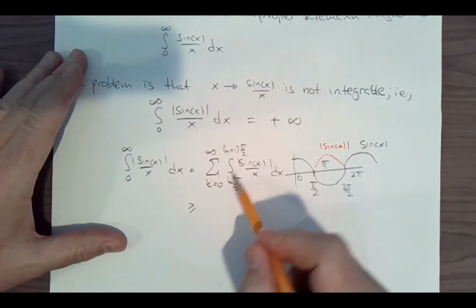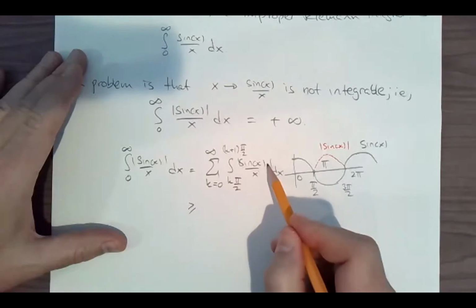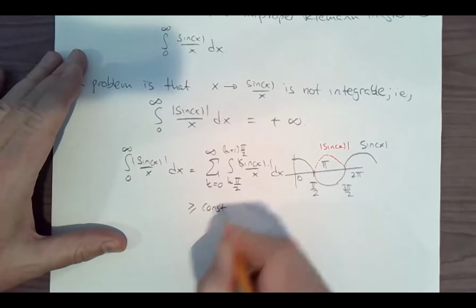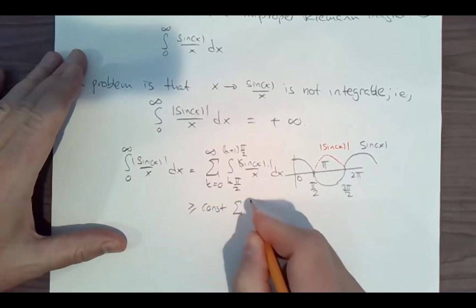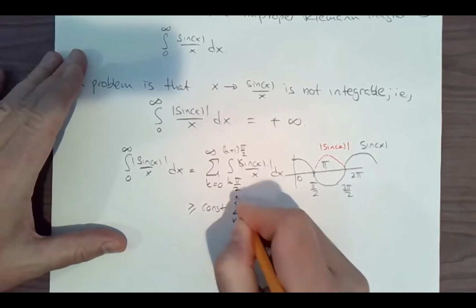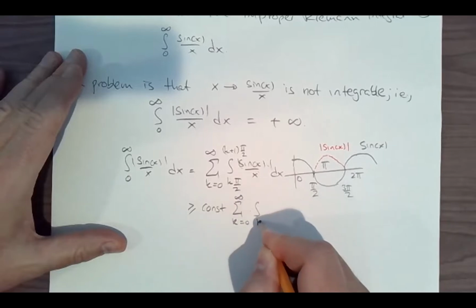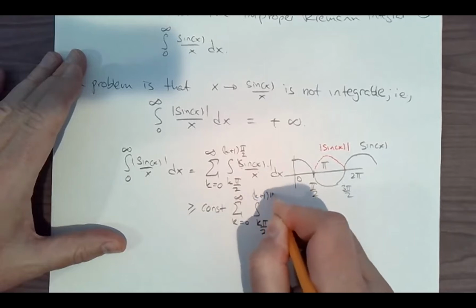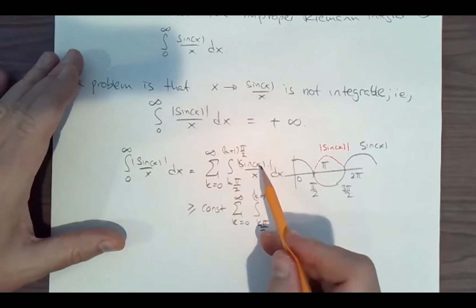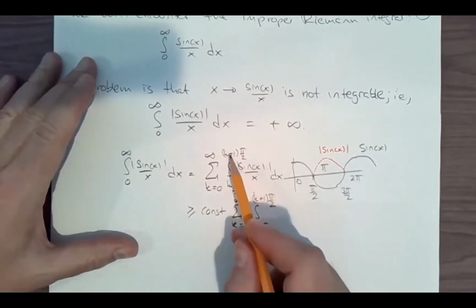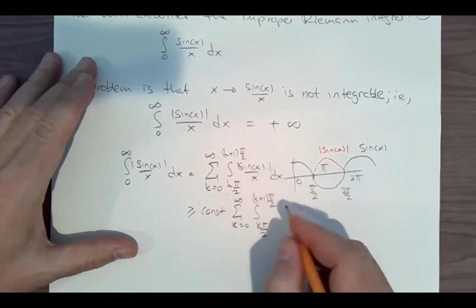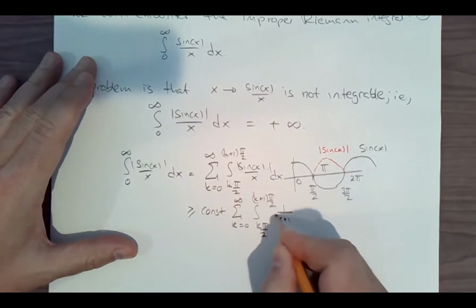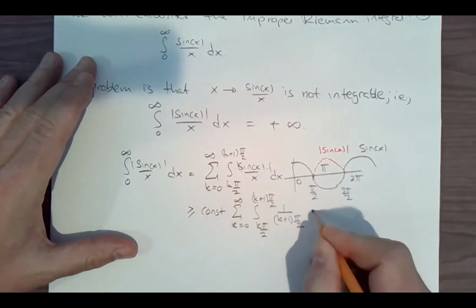Right, so now on these intervals, the integral of sine x is always the same. So I'll get here a constant, some coefficient, and then I'll have a sum from k equals 0 to infinity, and then I'll have this integral from k pi over 2 to k plus 1 pi over 2. And if I want to make it smaller, instead of x here, I can put in the upper bound. So that will be 1 divided by k plus 1 pi over 2 dx.